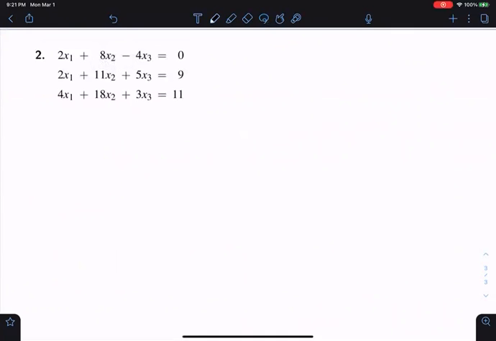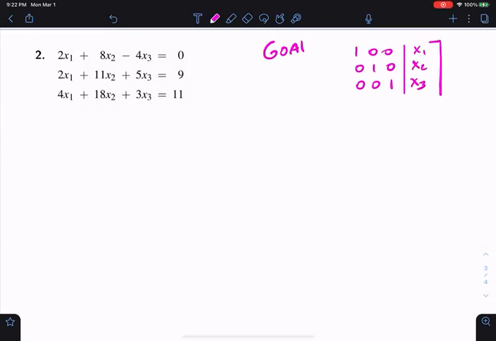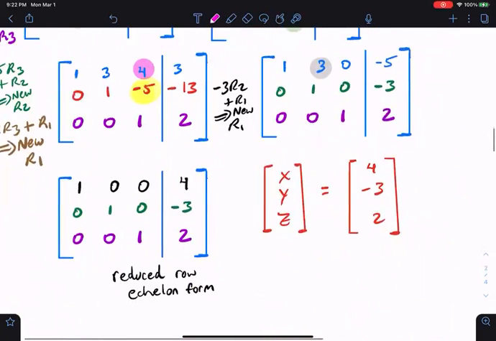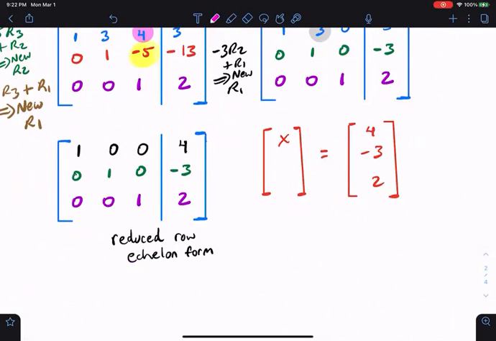Okay. Again, what's the goal? The goal is to get the identity matrix, right? 1 0 0, 0 1 0, 0 0 1, right? And once I have that, I will have my values x1, x2, x3 in this case, right? So this is the goal. Just to make sure on the variables, this is not x, y, z. They label this x1, x2, x3, just in case, okay?